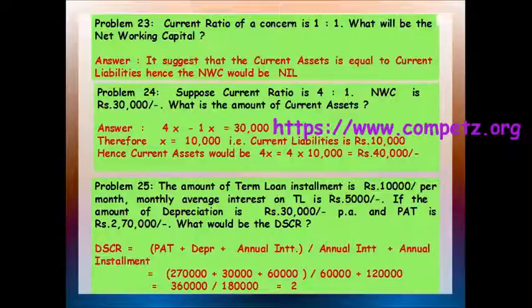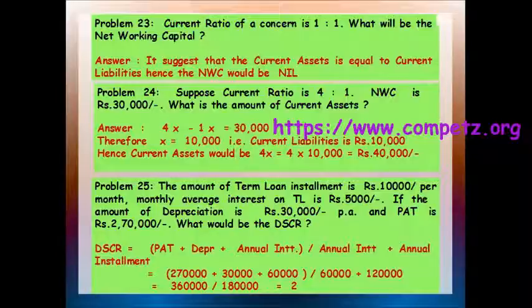So 4 into 10,000 is equal to 40,000. Your next problem is, the amount of term loan installment is INR 10,000 per month. Monthly average interest on term loan is INR 5,000. If the amount of depreciation, that is reduction in the value of asset, is INR 30,000 per annum and profit after tax is INR 2,70,000, what would be the DSCR, debt service coverage ratio?